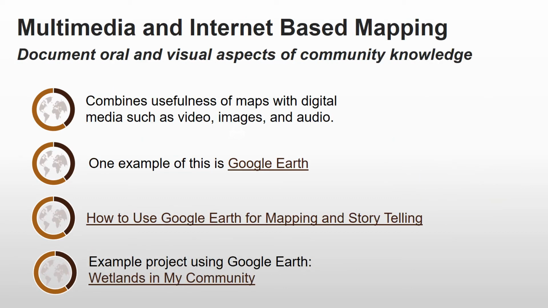The next mapping method to discuss is multimedia and internet-based mapping. This is a great way to document oral and visual aspects of community knowledge. It is also easier to use than GIS, but more in-depth than hands-on mapping. There are many different platforms for multimedia and internet-based mapping, including Google Earth. Using Google Earth, you can identify areas in your community that you wish to learn more about. You can identify cultural spaces, wildlife habitats, natural heritage features, or species at risk sightings by using the draw tools to make lines and shapes.